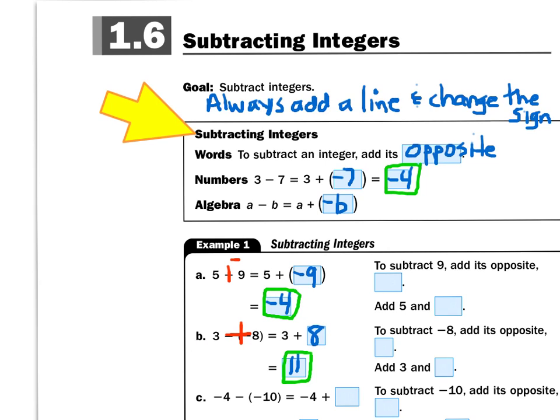Take a look at B. This was 3 minus negative 8. Now what my students started doing is, anytime they saw minus a negative, they would let it morph into a big giant plus sign. So this means 3 plus 8, which gives us 11.